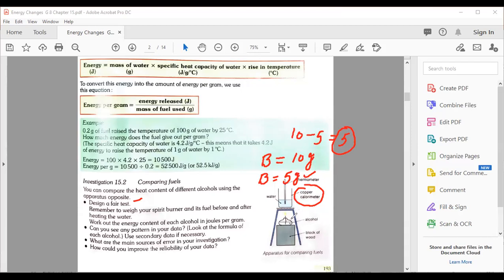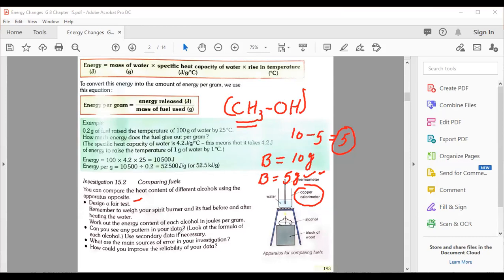Then you will see how much your 5 grams of fuel raised the temperature of water with the help of this thermometer. Work out the energy content of each alcohol in joules per gram. Can you see any pattern in your data? Look at the formula of each alcohol. So you know that if you attach an OH group, that gives you alcohol. There you're going to change the number of carbon and hydrogen, that gives you different types of alcohols.